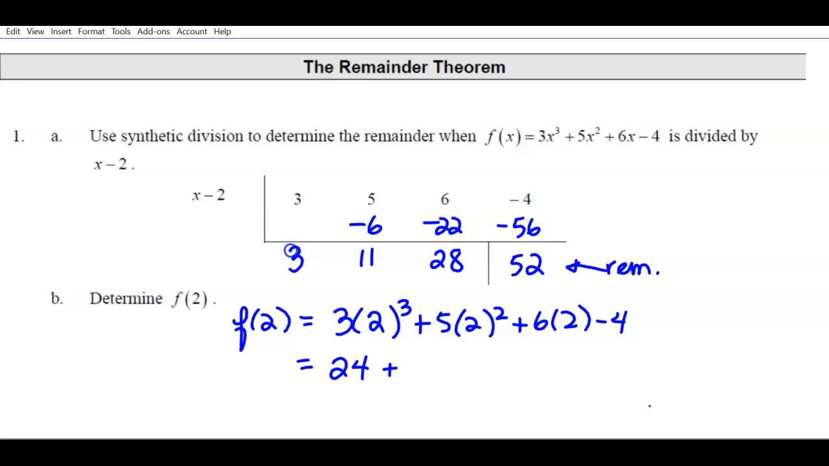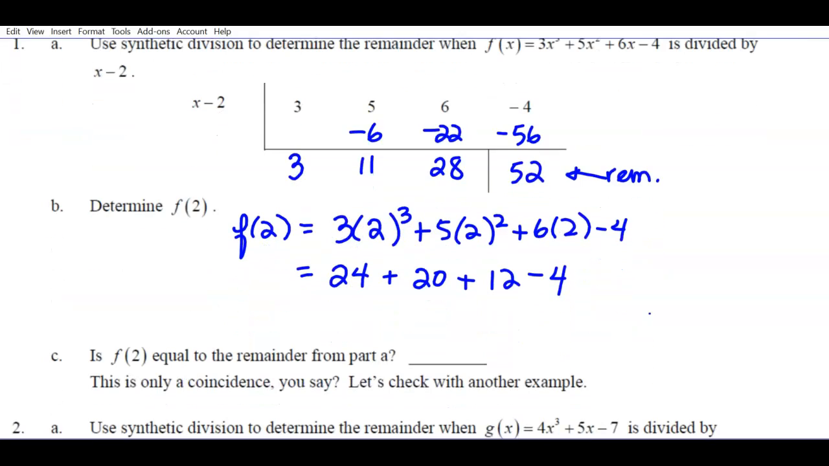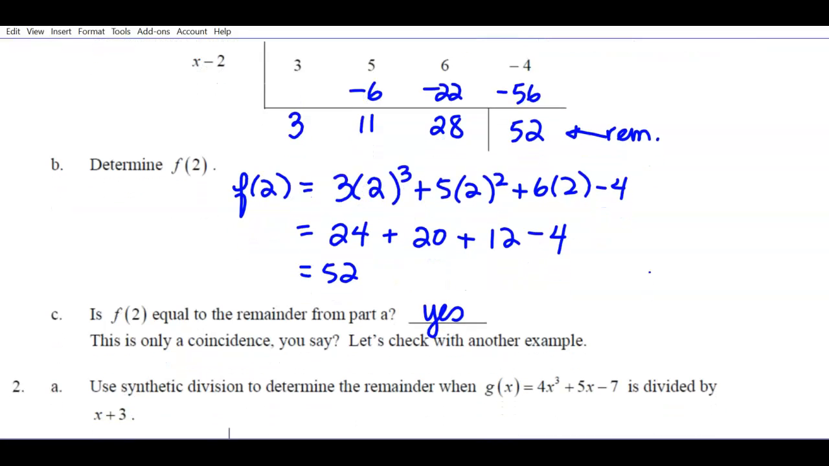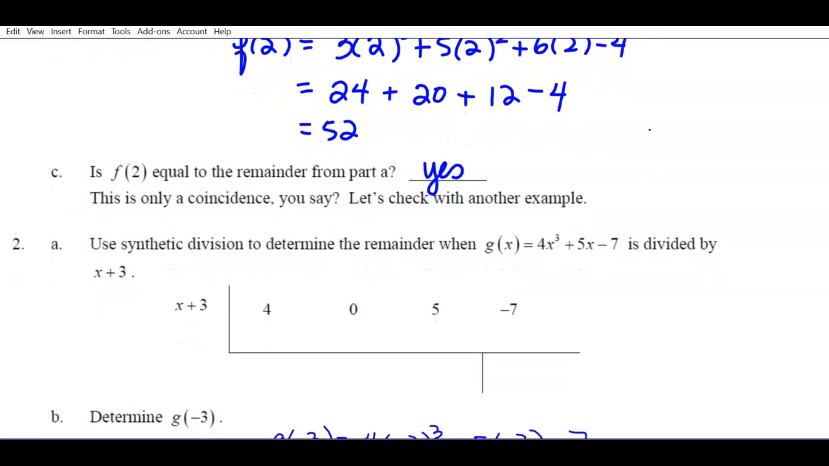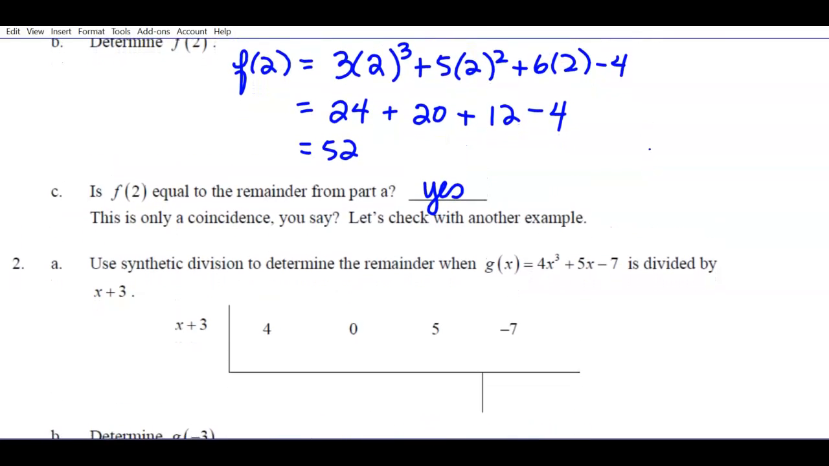So 24 plus 20 plus 12 minus 4. So 44, 56, equals 52. Well, that was the same as the remainder when we did synthetic division. So is it equal? Yes. Is this only a coincidence? Let's try another example. So then here, g is divided by x plus 3.